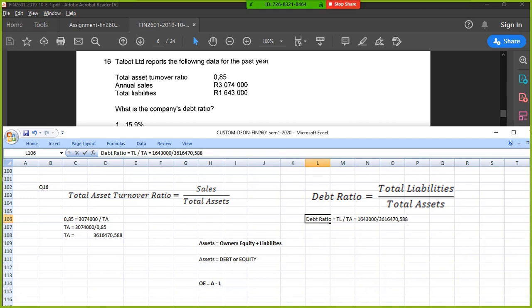Total assets 361647.588, equals. Okay, let's work that out. Let's take the 1643 divided by that answer that we worked out, times 100.